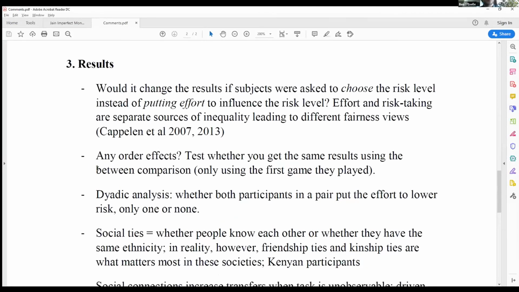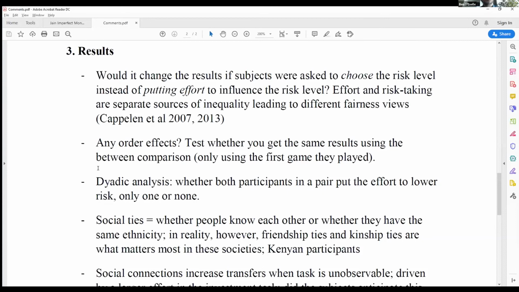Yes, here again, the participants are actually asked to put effort to choose the risk level. So I wonder how the results might have changed if subjects were asked to directly choose the risk level, instead of being asked to put effort, which would then influence the risk level. The reason I'm interested is that effort and risk-taking are two separate sources of inequality, and they might lead to very different fairness views. People might look very differently at inequality depending on whether you put effort or whether you put a lot of risk in the task, whether you chose the risky option.